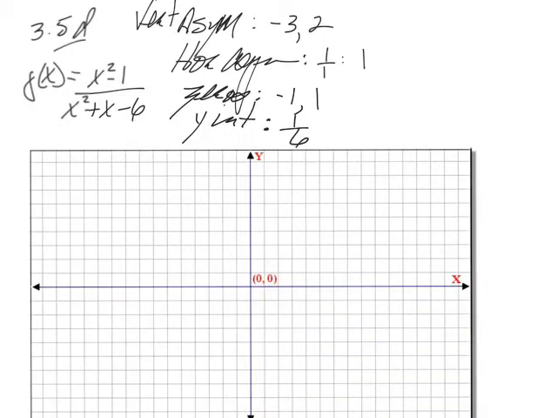Okay, so we know where our vertical asymptotes are, at -3 and +2. I know that my horizontal asymptote is at 1, so I'm crossing right across there. And I know my zeros are at -1 and +1, and my y-intercept is at about 1/6. Now I'm going to try to figure out where some more points are. I don't know what's going on over here, I don't know what's going on over here, and I don't know what's going on right here.